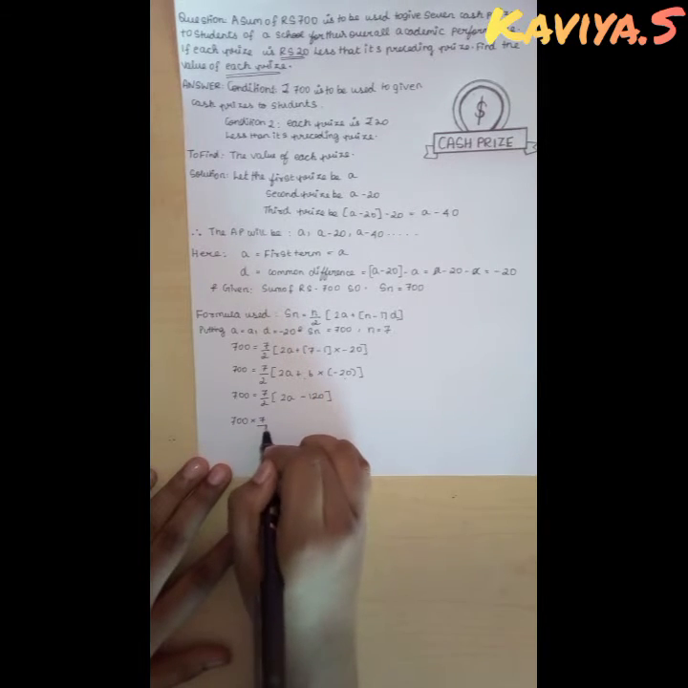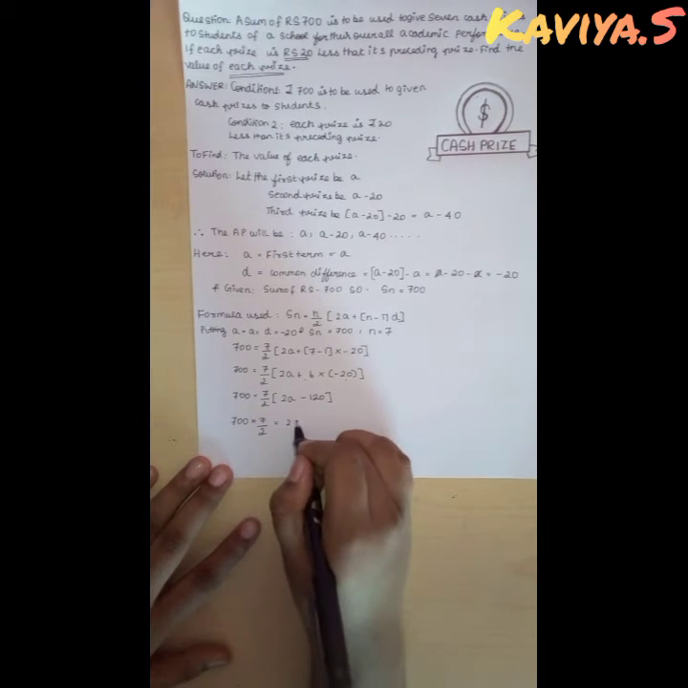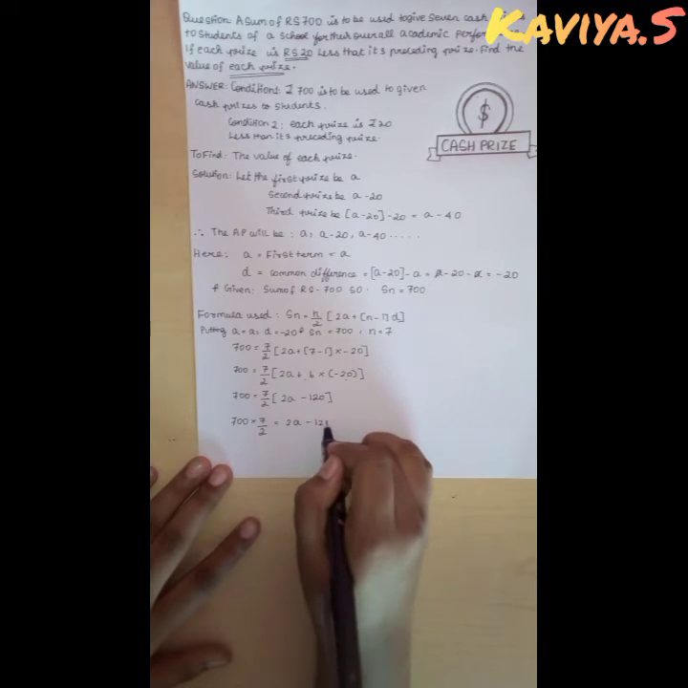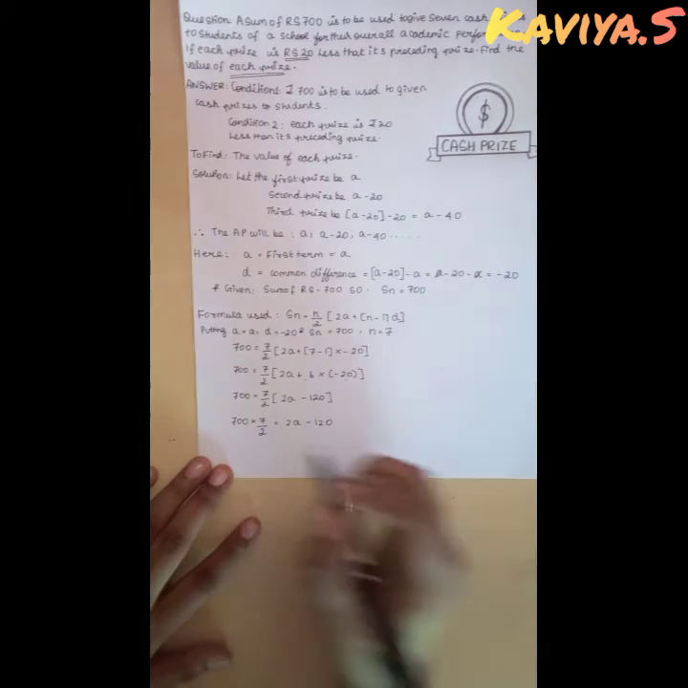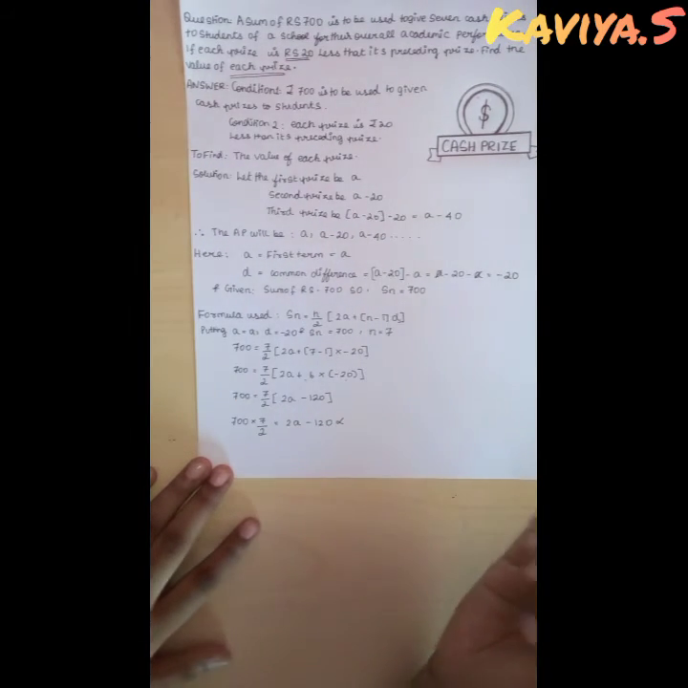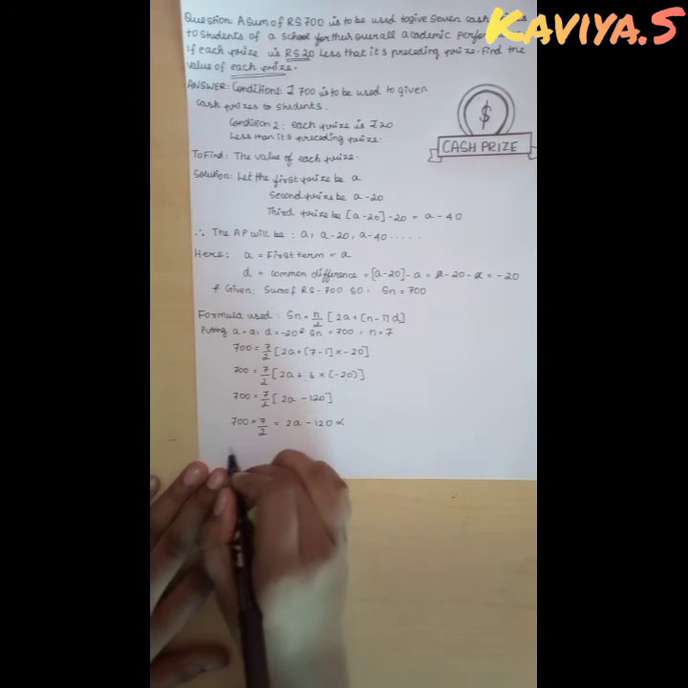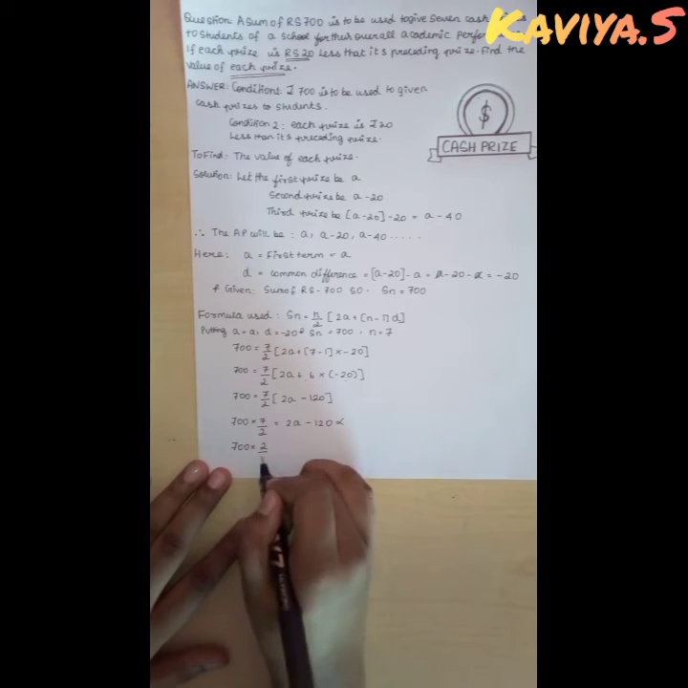We have to take the 7 by 2 this side. So here 700 into 7 by 2 is equal to 2a minus 120. Here you might find something fishy. 2 can be divided by 700. So here I have done it wrong. So let's do it again.